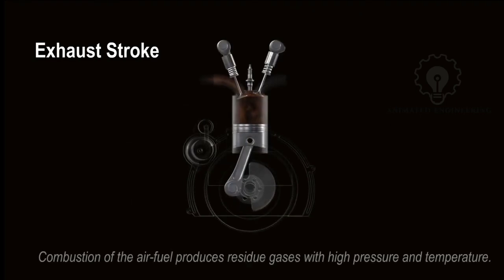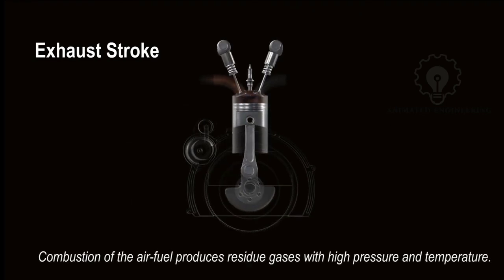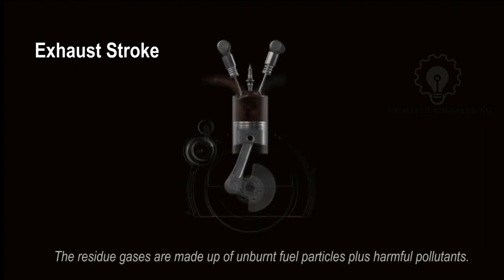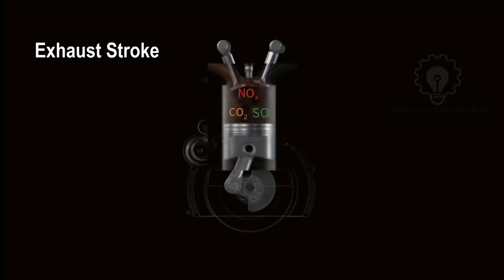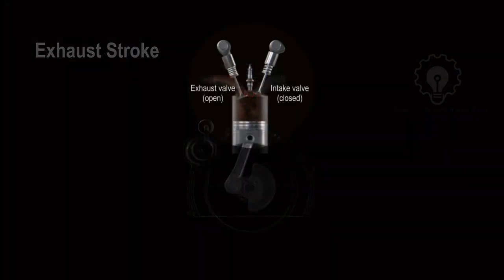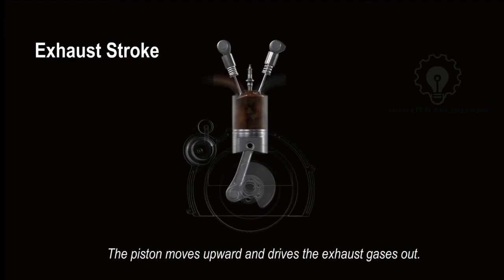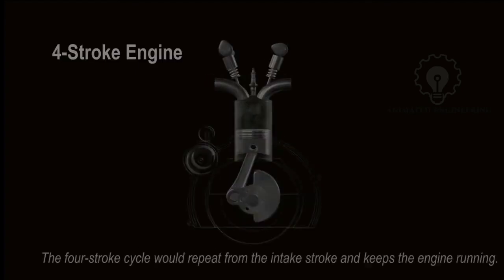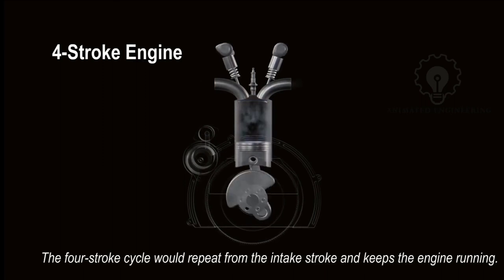Exhaust stroke. Combustion of the air-fuel mixture produces residue gases with high pressure and temperature. The residue gases are made up of unburnt fuel particles plus harmful pollutants. During the exhaust stroke, the exhaust valve is open, and the intake valve remains closed. The piston moves upward and drives the exhaust gases out. The 4-stroke cycle would then repeat from the intake stroke, and keeps the engine running with power.